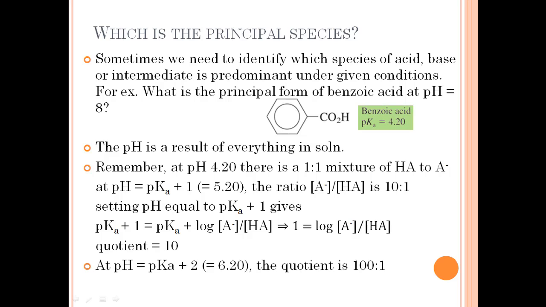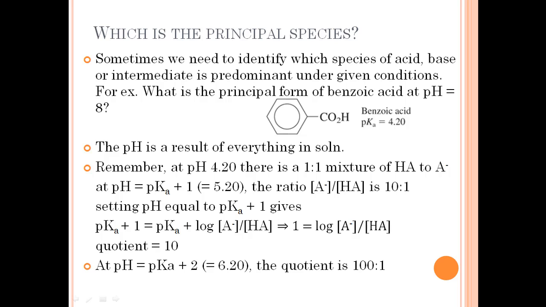The pKa, they give you the pKa. The pKa for benzoic acid is 4.20. Therefore, what does that mean? When the pH is 4.20, that means that there's a 1-to-1 mixture of the weak acid to the weak base conjugate. Because remember, at pH equals pKa, that means that the ratio A minus to HA is 1.